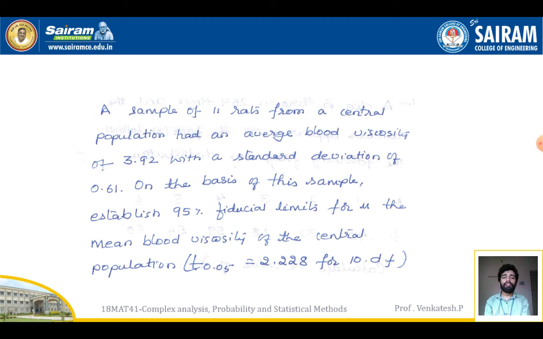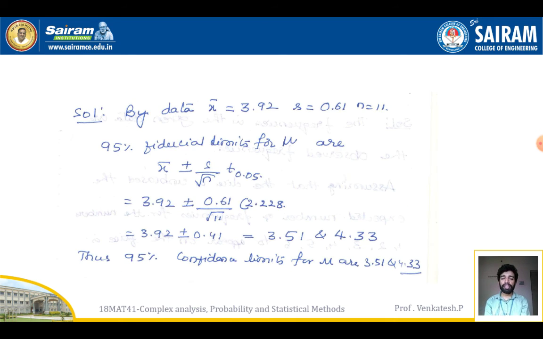A sample of 11 rats from a central population had an average blood viscosity of 3.92 with a standard deviation of 0.61. On the basis of this sample, establish 95% fiducial limits for mu, the mean blood viscosity of the central population. Here t of 0.05 is equal to 2.228 for 10 degrees of freedom. Now we'll check the confidence limit for the given problem.